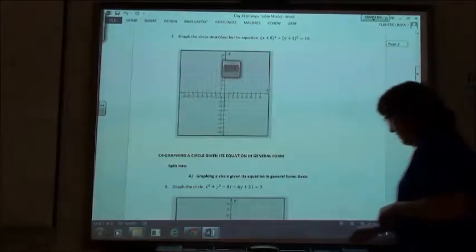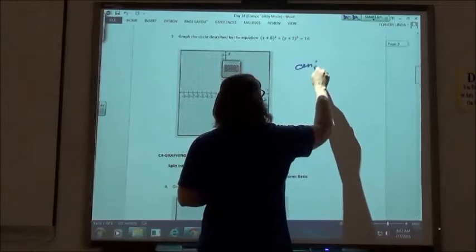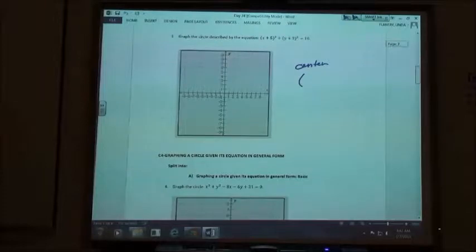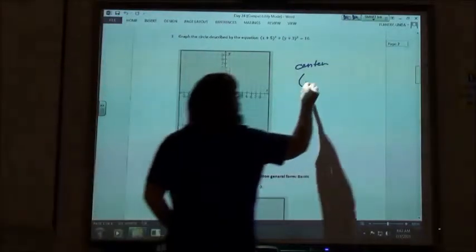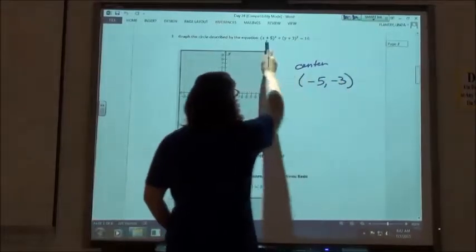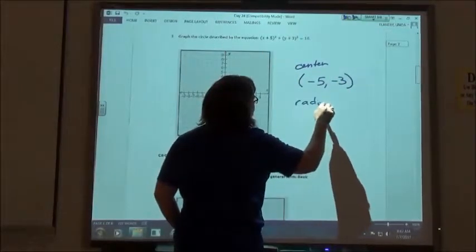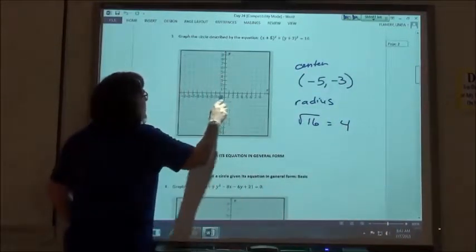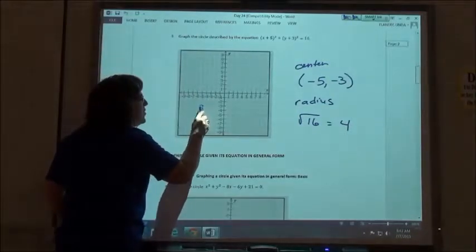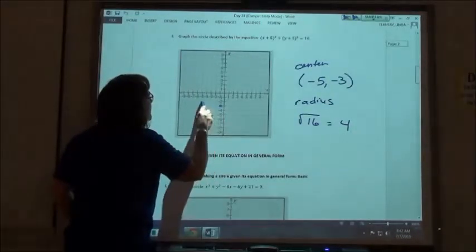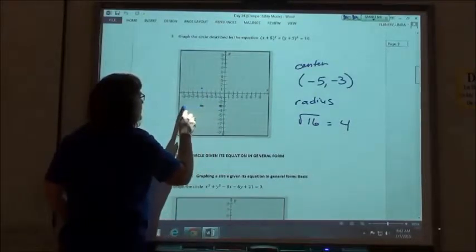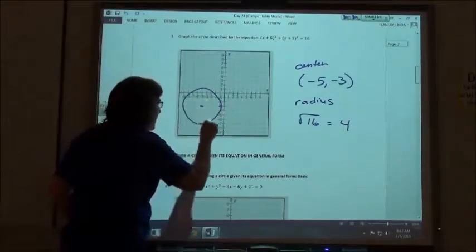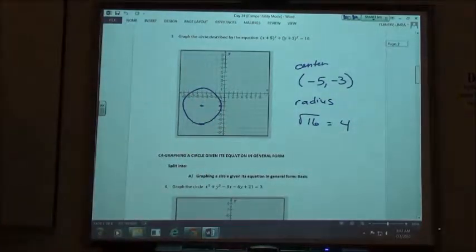And the third one then, my center would be at negative 5, negative 3. The opposite of each of those, and my radius is 4. Square root of 16 is 4. So negative 5, negative 3 is my center, and then 1, 2, 3, 4 places. So my circle would look something sort of like that.